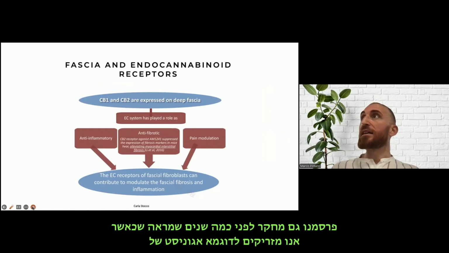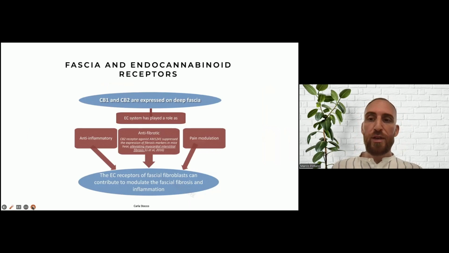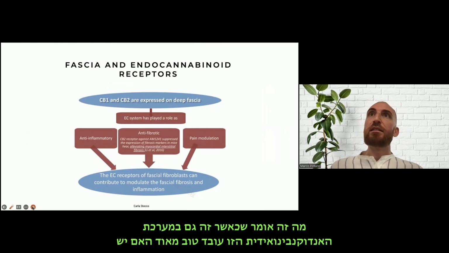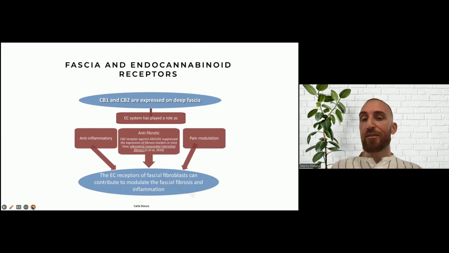We also published a study a few years ago showing that when we inject, for example, an agonist of the endocannabinoids, we have more production of hyaluronic acid. What does it mean? That when this endocannabinoid system works very well, we have a better production of hyaluronic acid, allowing also a smoother movement and a pain-free movement.